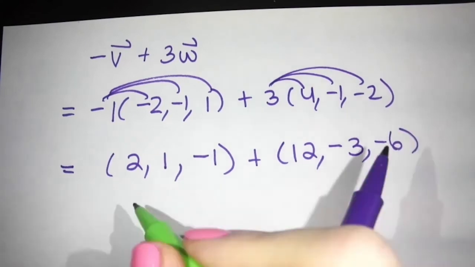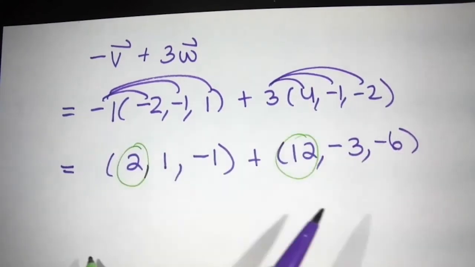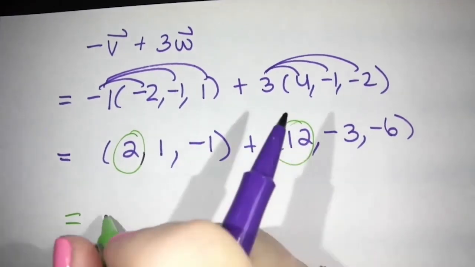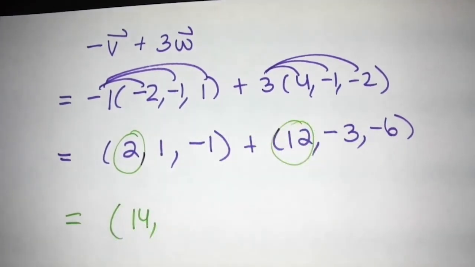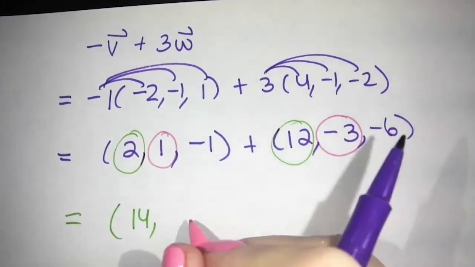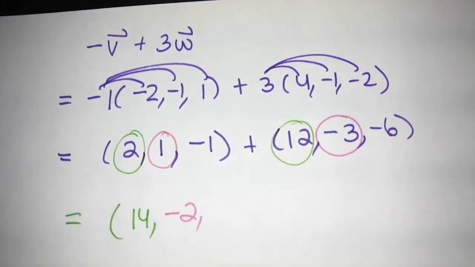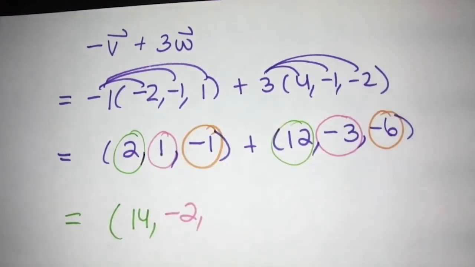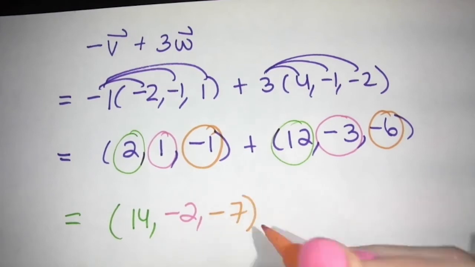And then we're adding components that are in the same spot here, so corresponding components. So the first component, 2 plus 12, is 14. In the middle, the second component, we get 1 plus -3 is -2. And in the third component, we have -1 plus -6 is -7. And that's our final vector.